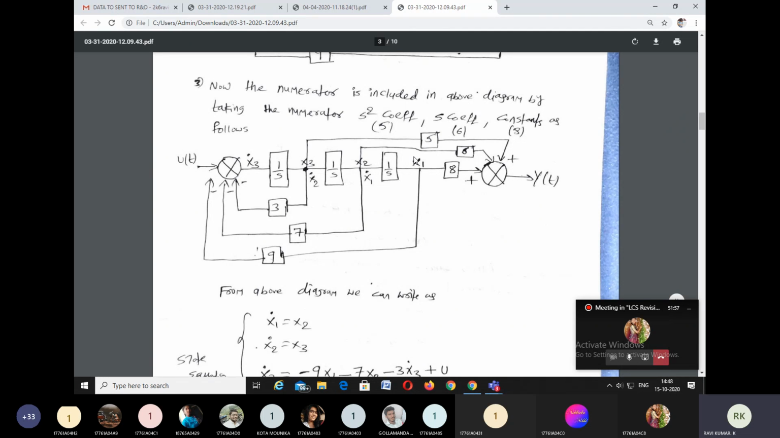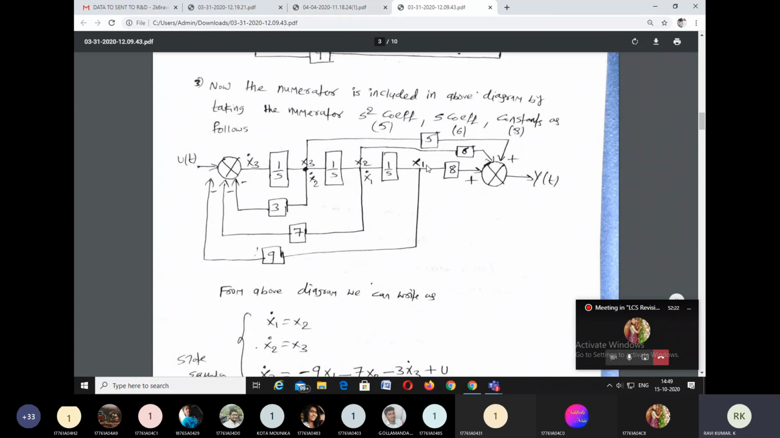So first of all, assume it is x1, here x2 and here x3. Automatically, if it is x1, it becomes x1 dash. If it is x2, automatically it becomes x2 dash also. So what is the meaning here? x1 dot is equal to x2, x2 dot is equal to x3. Like this, we are assuming the state variables of the system.